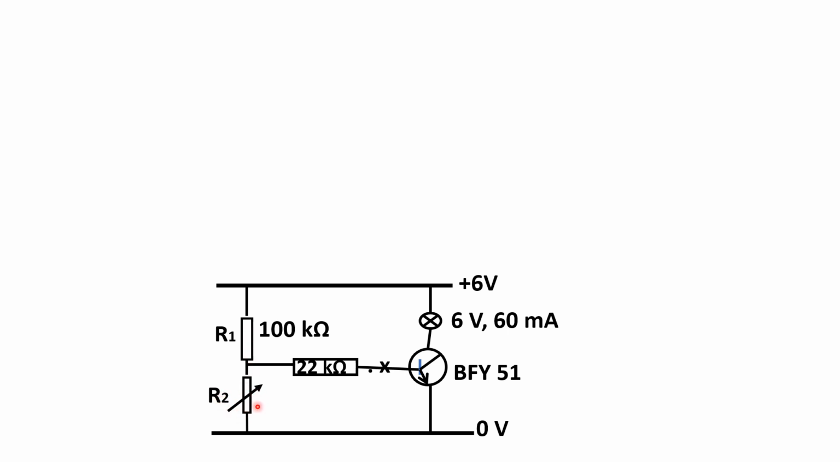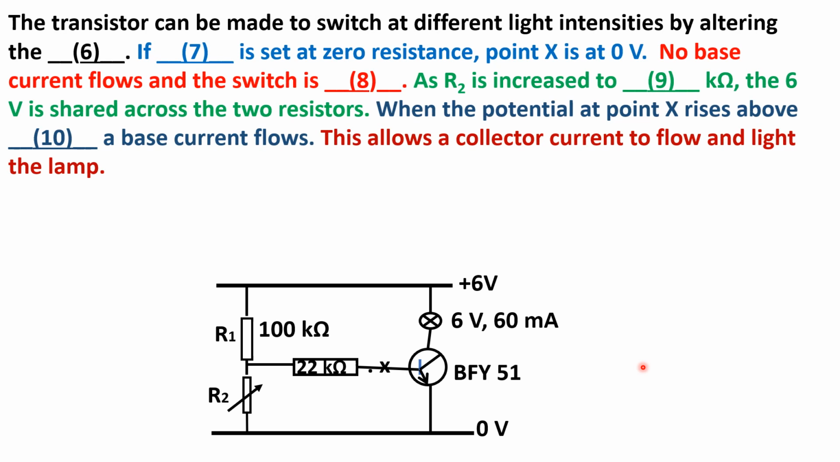As shown, the other components are intact except for the resistor number 1, whose amount is now changed to 100 kilo ohms. So here is the continuation of the paragraph. The transistor can be made to switch at different light intensities by altering the blank, that's entry number 6.